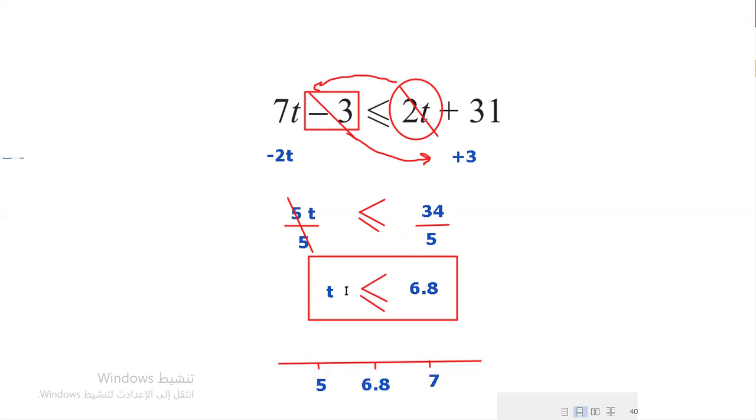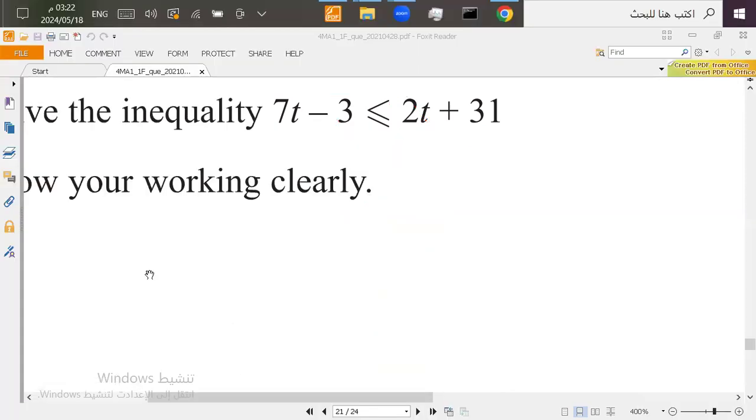Now the t is smaller than or equal to 6.8. It means when you draw it on a number line, you draw it like this. So you put a circle on 6.8. Because you have an equal sign, it means the circle is a closed circle. So the value of 6.8 is included. And then you make an arrow that goes to the side which is smaller than 6.8, which is this side like this. And this is how you draw an inequality on a number line. Now let's move on to the next question.